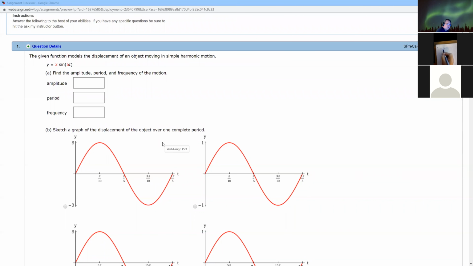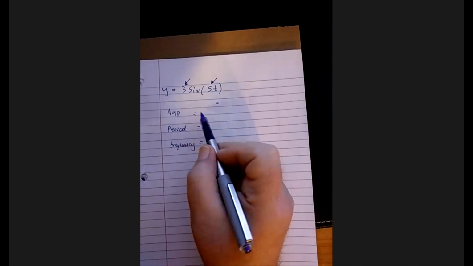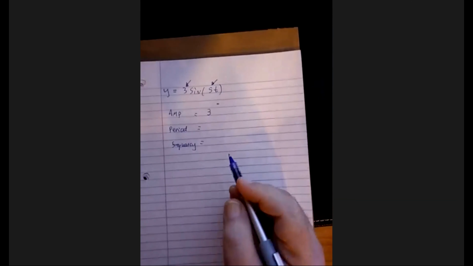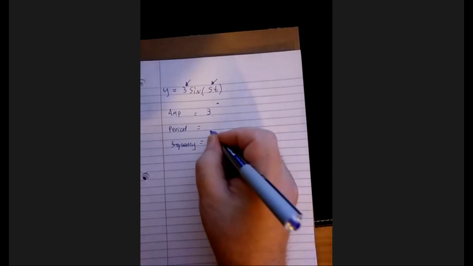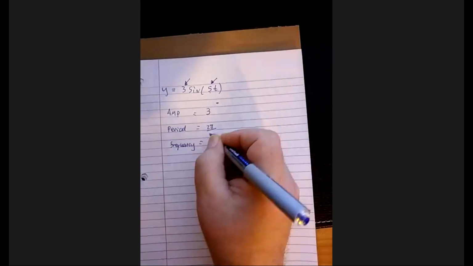Can you remember that the amplitude is this number here, and it's always positive, so the amplitude is 3. There's a formula for calculating the period. If we're doing it in radians, which I think we should, it's 2 pi divided by whatever this number is, in this case, 2/5 pi.